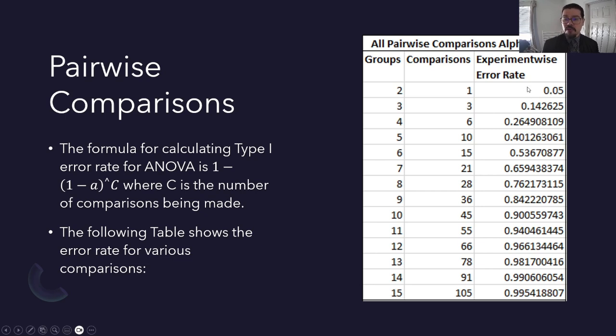As you move further down this table of experiment-wise error rate in this column, you're going to see that you reach a point, down by having 14 groups or 15 groups, where you're making so many comparisons. With 14 groups, there's a total of 91 comparisons being made, that your error rate is 0.99. That's almost 100% of the time you're going to make a type 1 error. That's what that's indicating to us. And so that's important for us to understand about what it means to run an ANOVA test.